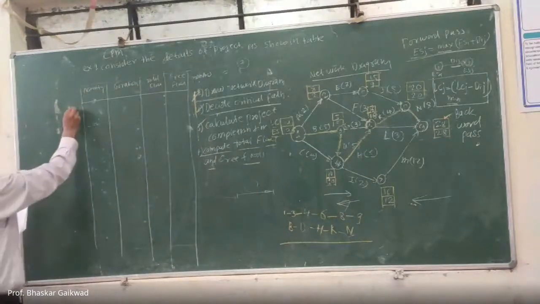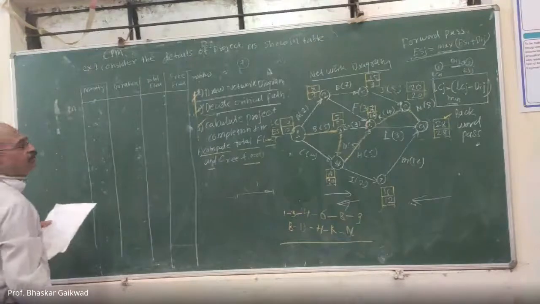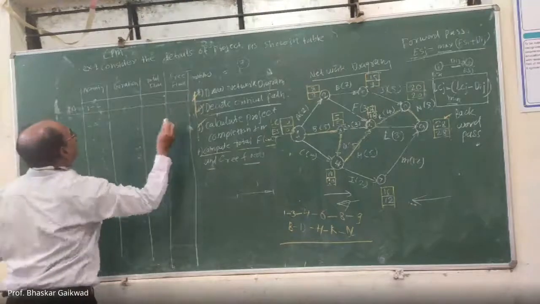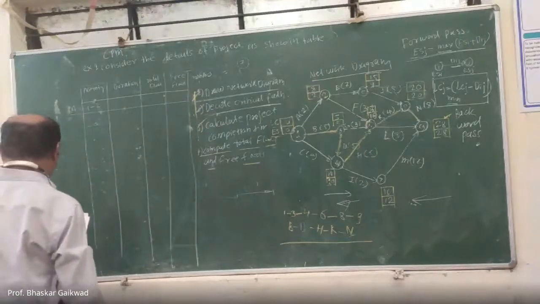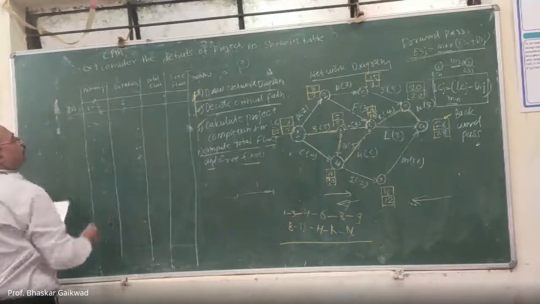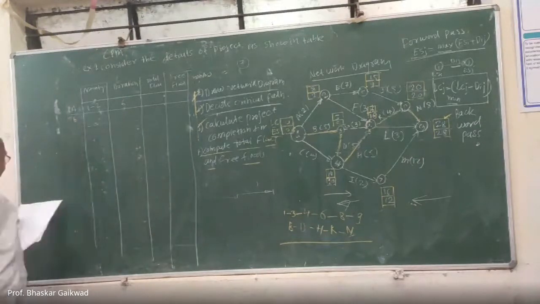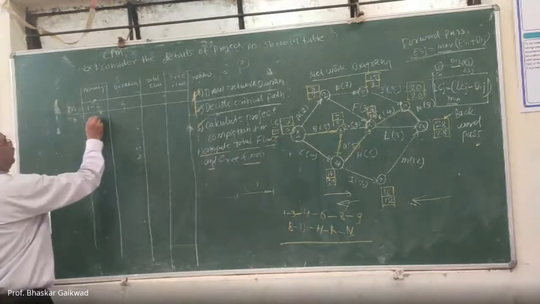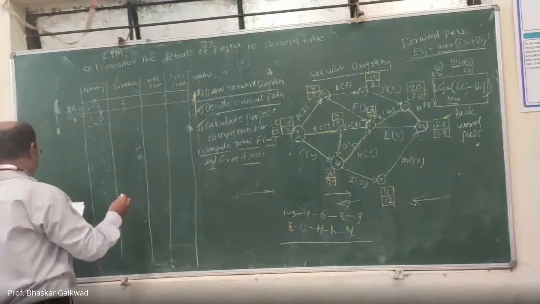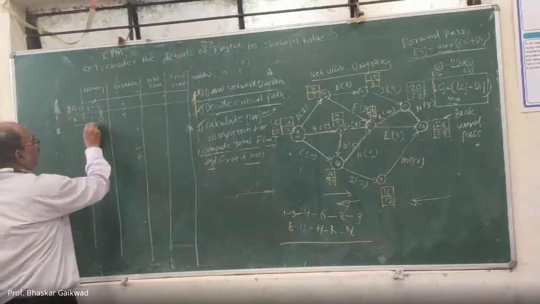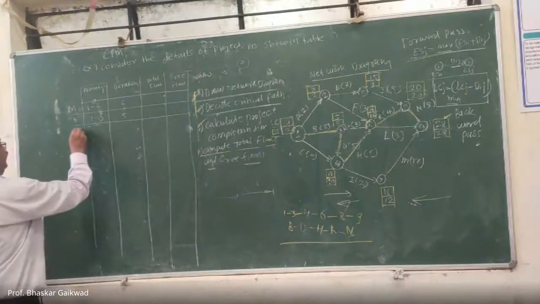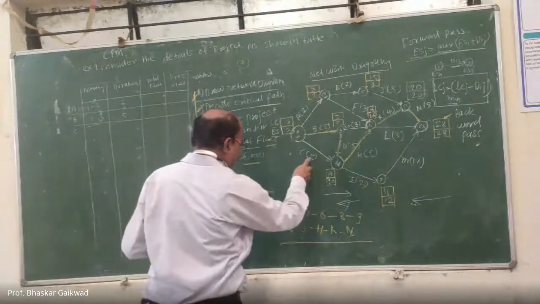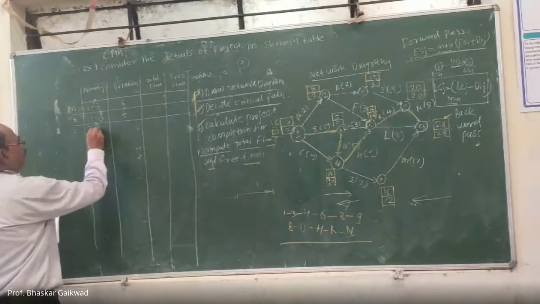So the first activity is A. A is 1 to 2. So this is the first activity. What is the time given for this activity? That is 6. After that, activity B is there. B is 1 to 3, and the duration is 5. Similarly, C is 1 to 4, and the duration is 4.